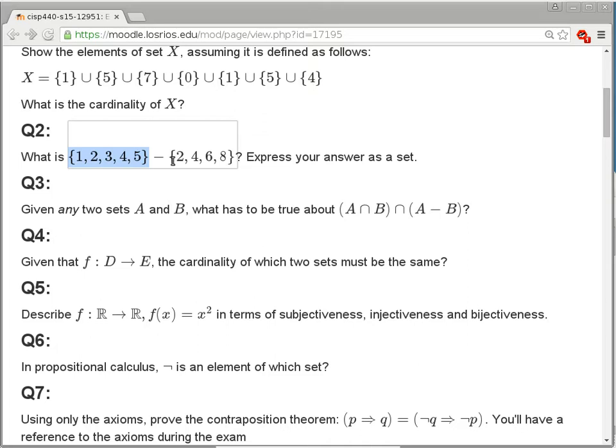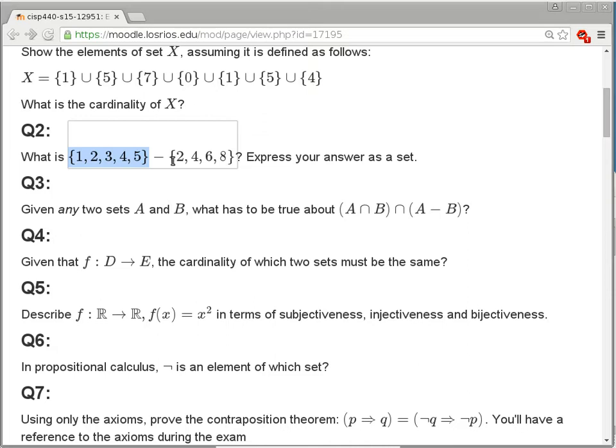Yep, it will be the set of elements 1, 3, and 5, because it will contain all the elements in the first set, or the set on the left-hand side, excluding elements that are in the second, or the right-hand side. All right. Any questions about number 2?